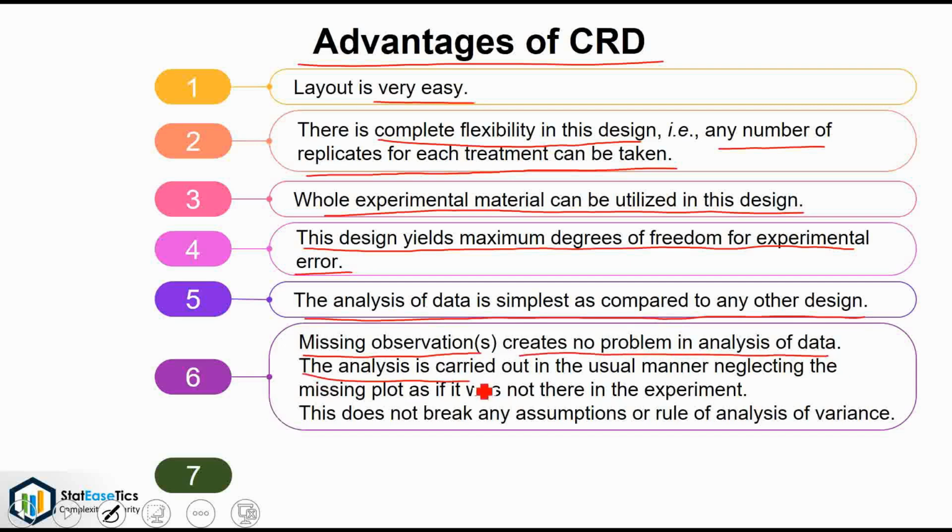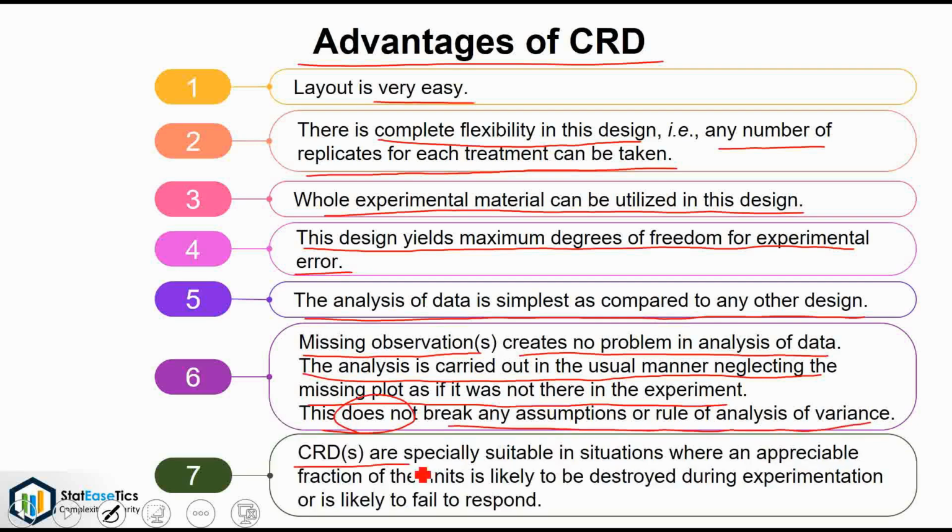The analysis is carried out in the usual manner, neglecting the missing plot as if it was not there in the experiment. This does not break any assumptions or rule of analysis of variance. CRDs are specially suitable in situations where an appreciable fraction of units is likely to be destroyed during experimentation or is likely to fail to respond.